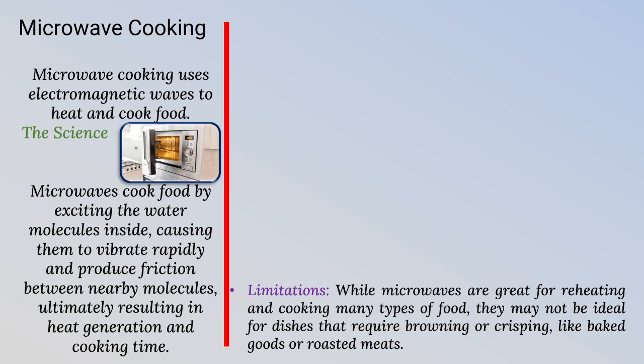But there are certain limitations. What are those? While microwaves are great for reheating and cooking many types of food, they may not be ideal for dishes that require browning or crisping, like baked goods or roasted meats. You got my point? You get everything done. Only one thing you won't get, where you require a brown color or crispiness of the product. That kind of thing is not possible to develop through the microwave cooking process. That is the only limitation we have. Okay? Is that clear to all of you? Very good.